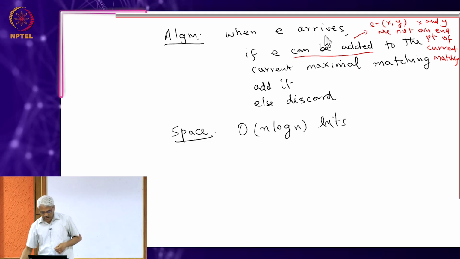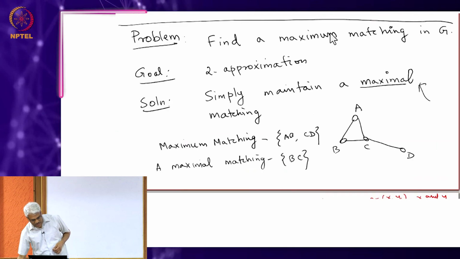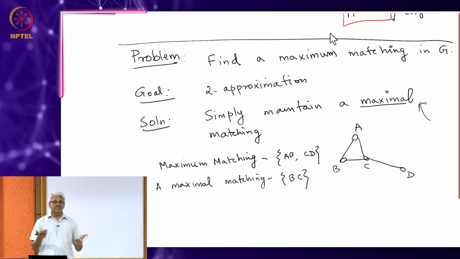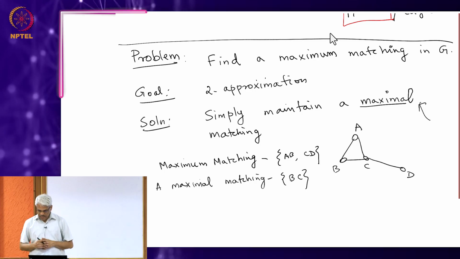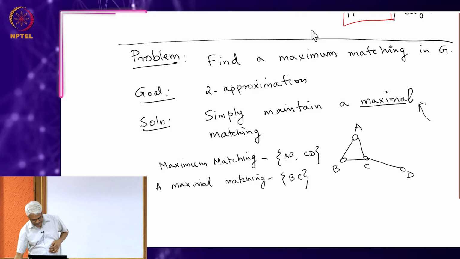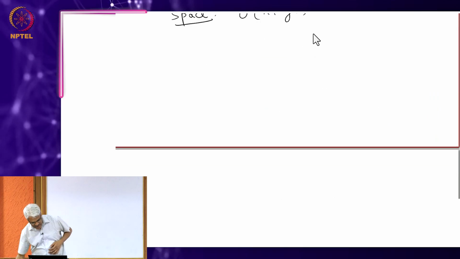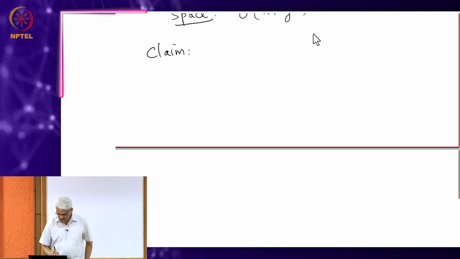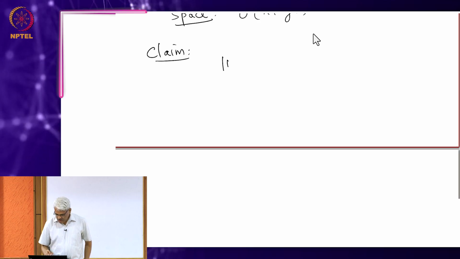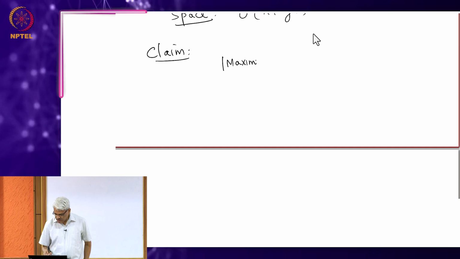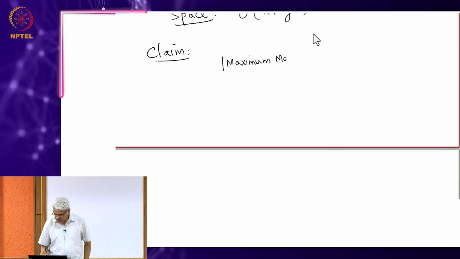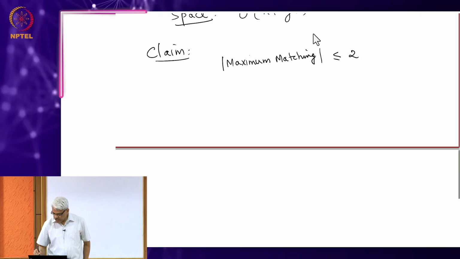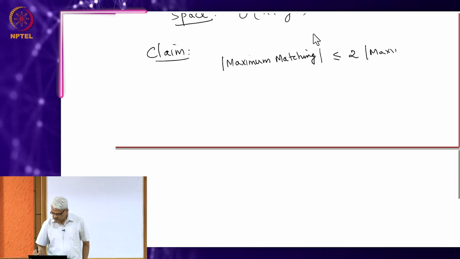Okay, fine. I mean, I really wanted maximum matching and you created a maximal matching. What is the connection? The claim is that maximum matching is at most 2 times maximal matching.